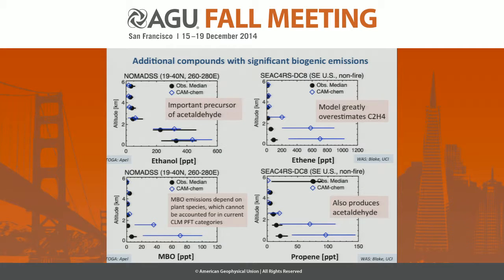But the Community Land Model has only 15 plant functional types. So anywhere that there is a needle leaf evergreen tree will use an emission factor from MEGAN and cannot distinguish between Colorado and the Southeast U.S., which may account for these differences.